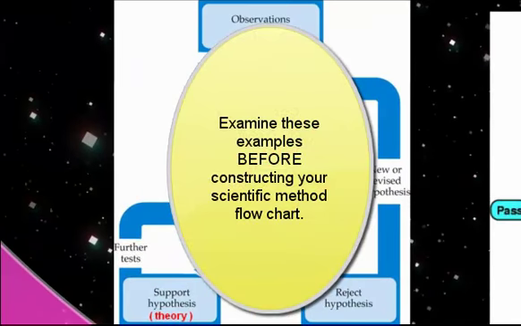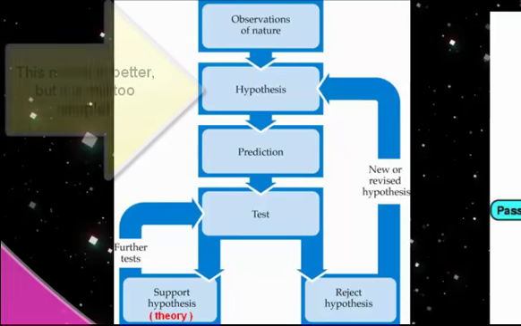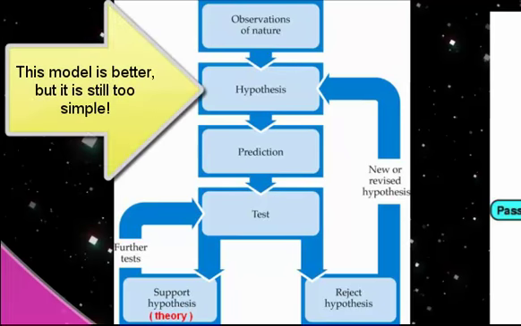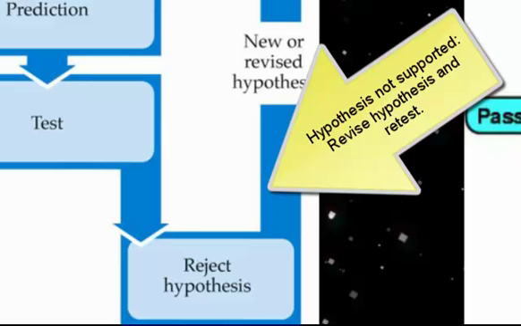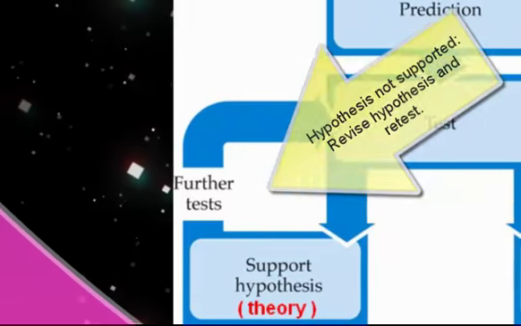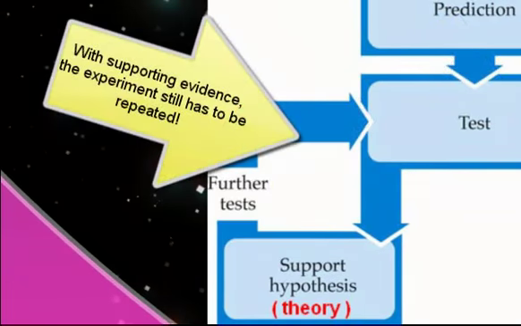So this model of the scientific method is a little bit better because it's not completely linear. You have an observation, then a hypothesis, prediction, you test it, and then there's two possible outcomes for the test. If the data doesn't support your hypothesis, you reject it, you revise your hypothesis, and go back and repeat. If your hypothesis is supported, you do further tests, and you keep doing that around and around and around.